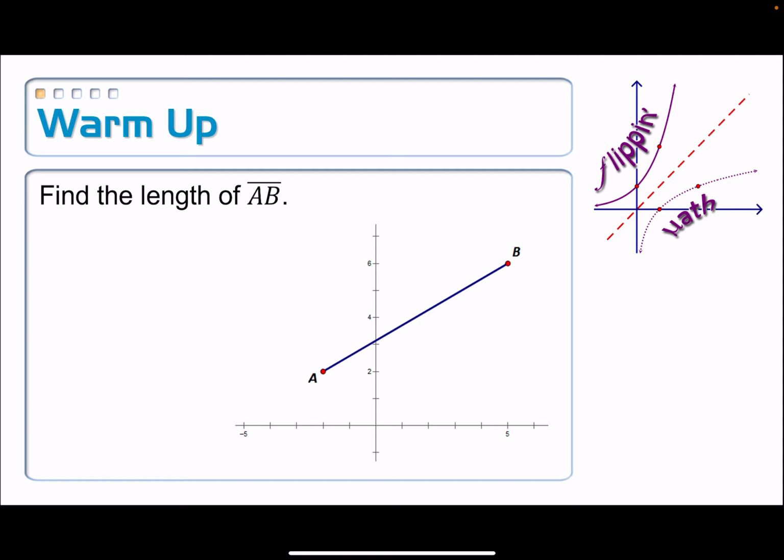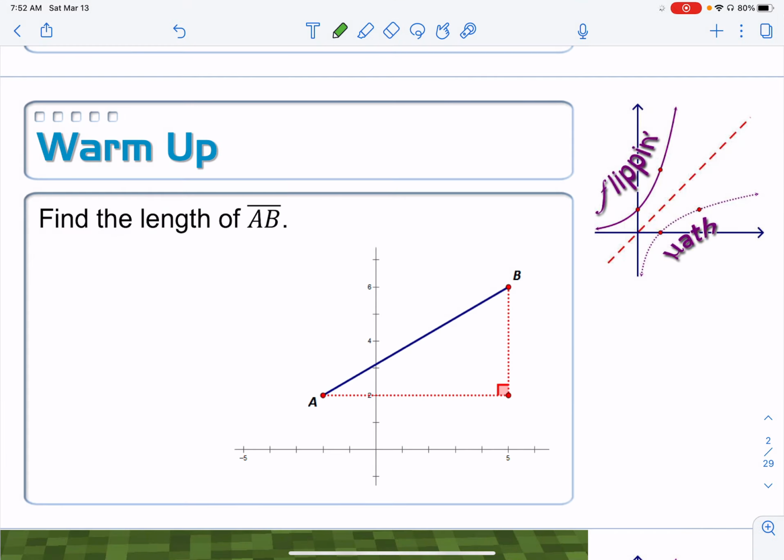I could actually take that segment and turn it into a right triangle by extending a segment straight down from B, and then come across over here, and then I've got a right triangle, and then I could just use the Pythagorean theorem. Again, exactly where the distance formula comes from.